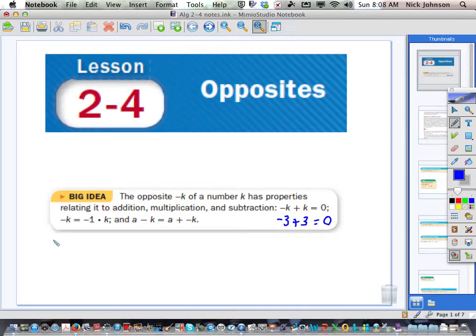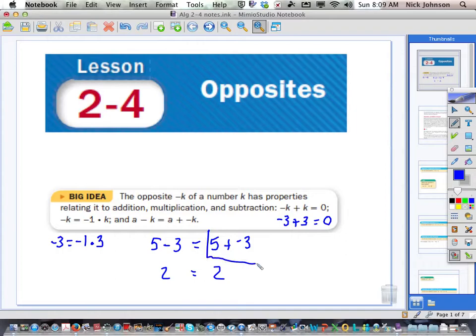Should make sense. So what they're saying is a negative 3 is equal to a negative 1 times a positive 3. Once again, should make sense. And a minus k is equal to a plus a negative k. So what they're saying is 5 minus 3 is saying the same thing as 5 plus a negative 3. 5 minus 3 is 2. 5 plus a negative 3 is also 2.